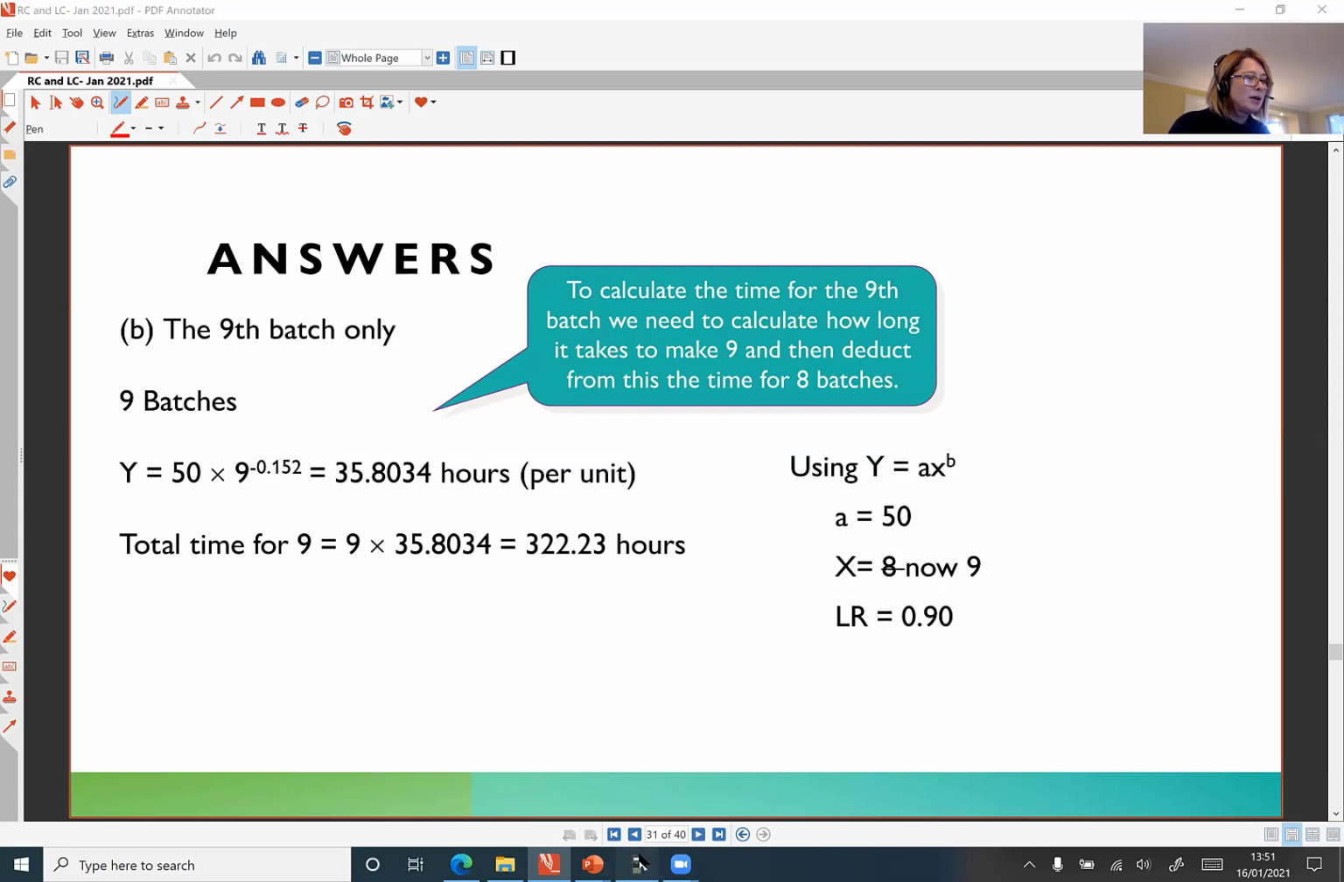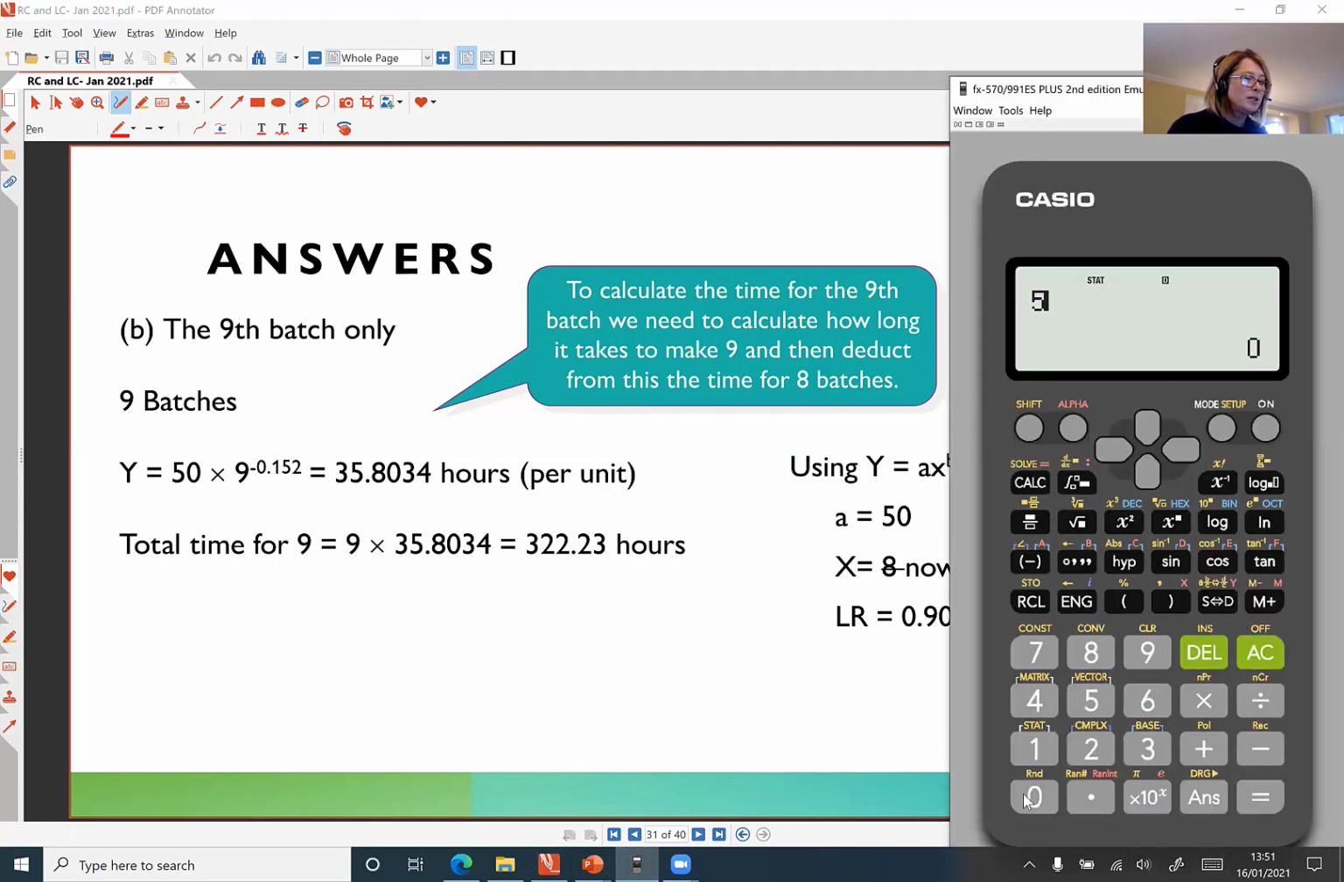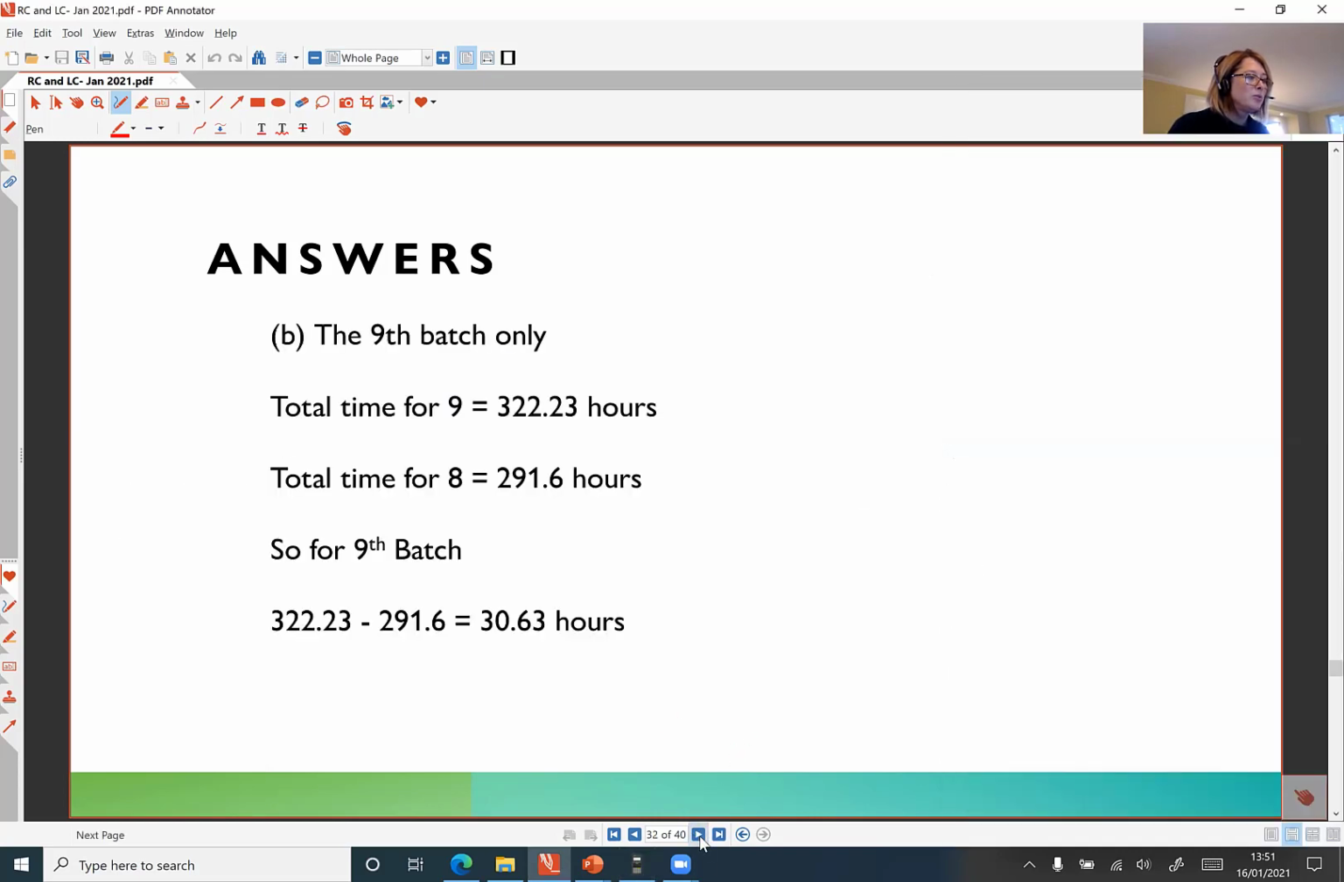I'll just pop that into the calculator one more time. So it's 50, and now we're changing the 8 to be the 9th batch, to the minus 0.152. And therefore that's 35.803. I then times that by 9 and I get 322.23. We found the 9 batches. We know the 8 batches, so therefore we take one away from the other. So the total time for the 9 batches is 322. The total time for the 8 batches is 291.6. So for the 9th batch, it's 30.63.